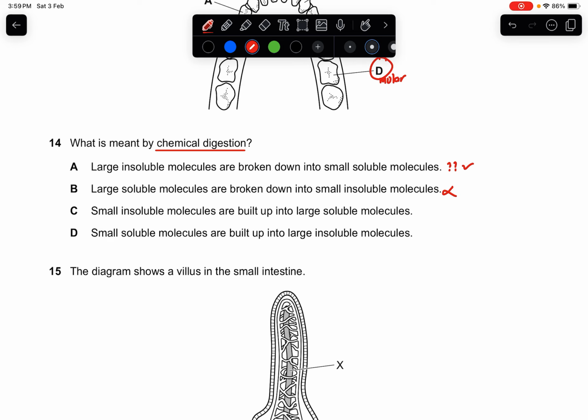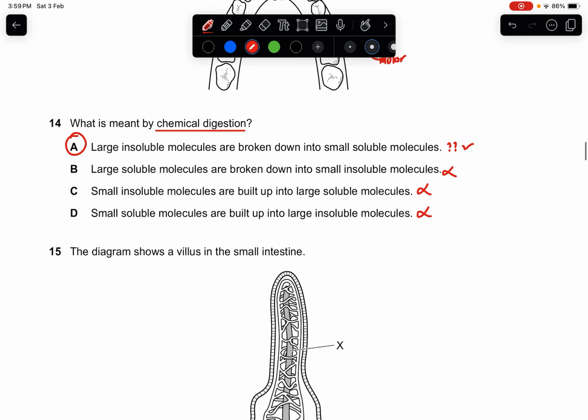So this is out. Small insoluble molecules are built up into large soluble molecules. No. Small soluble molecules are built up into large insoluble molecules. This is also wrong. So the answer is A. Digestion is always from a larger to a smaller. And another thing is that the smaller one, which has been broken down, must be soluble.